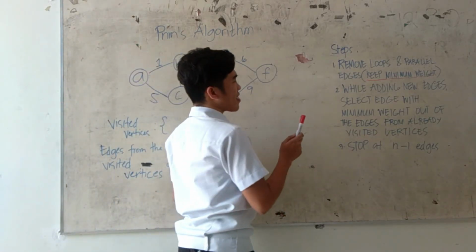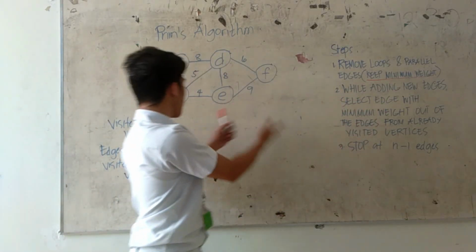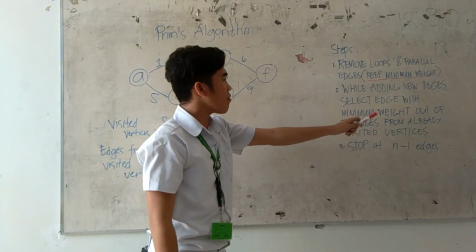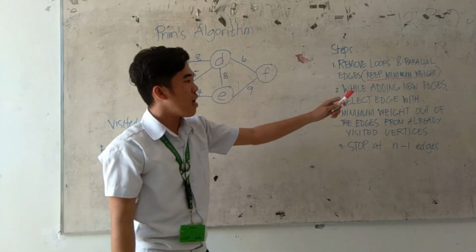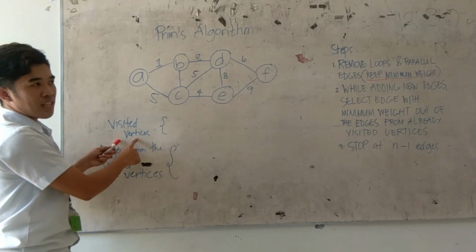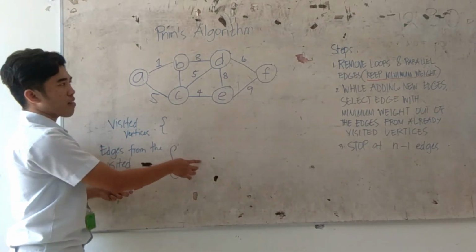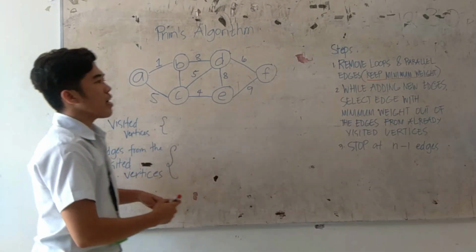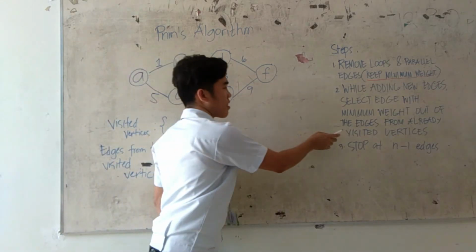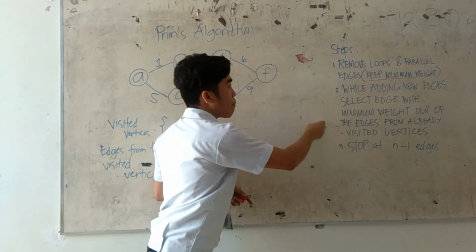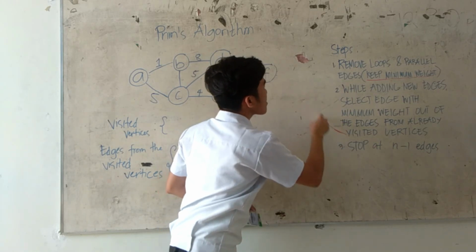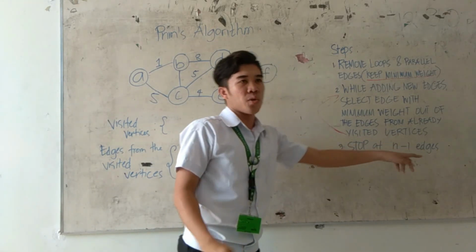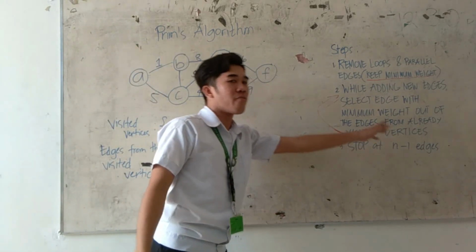Step number 2 says that while adding new edges in this graph, select the edge with minimum weight out of the edges from already visited vertices. So we have here the visited vertices and the edges, and the edges of the visited vertices we're going to write down there. Then this step will repeat until it reaches n-1 edges. So n here is the number of vertices.